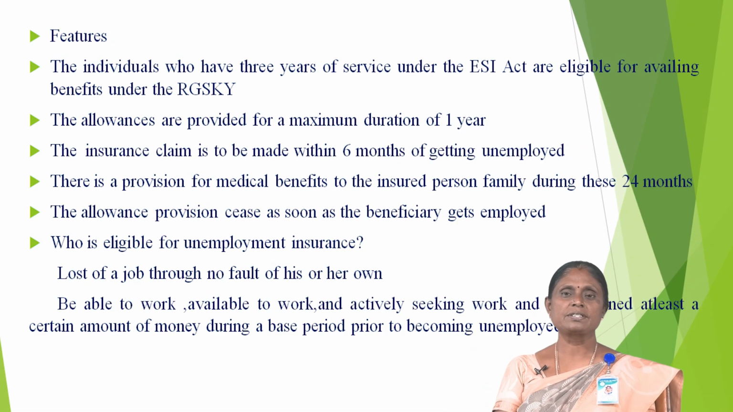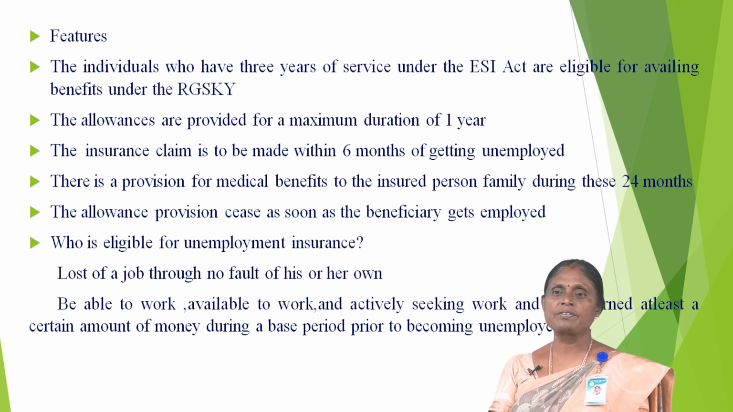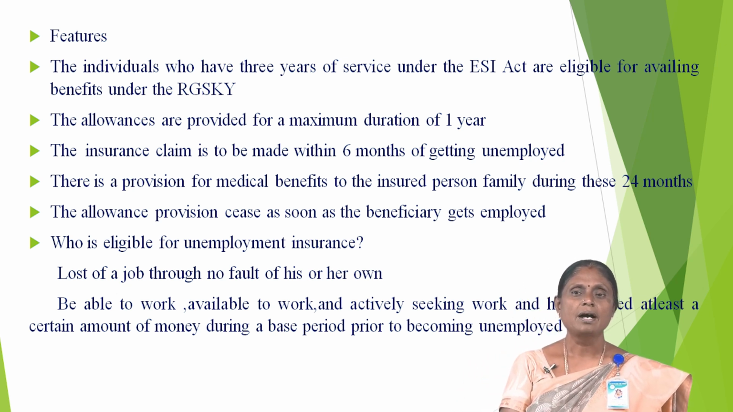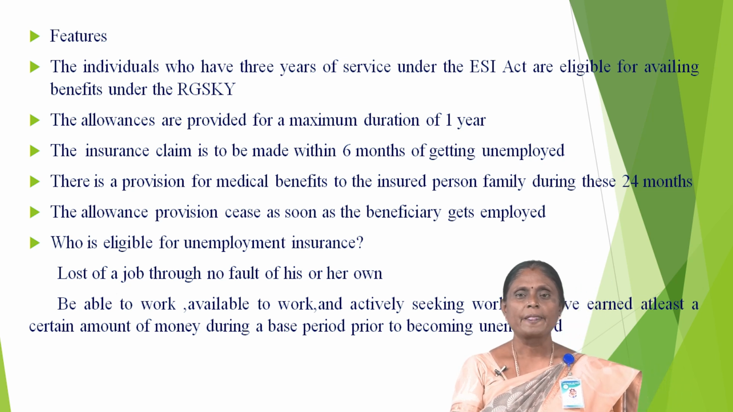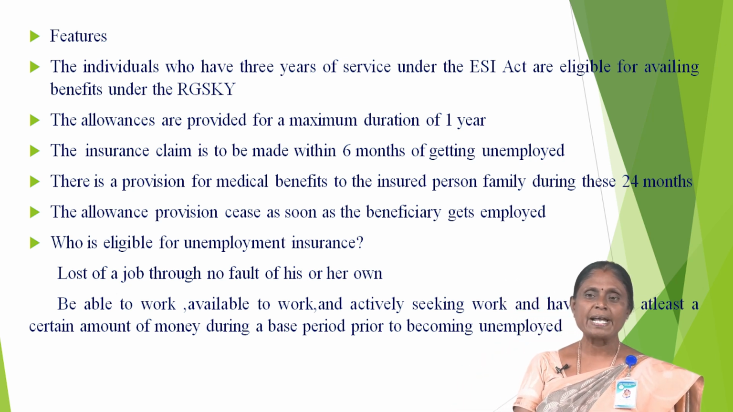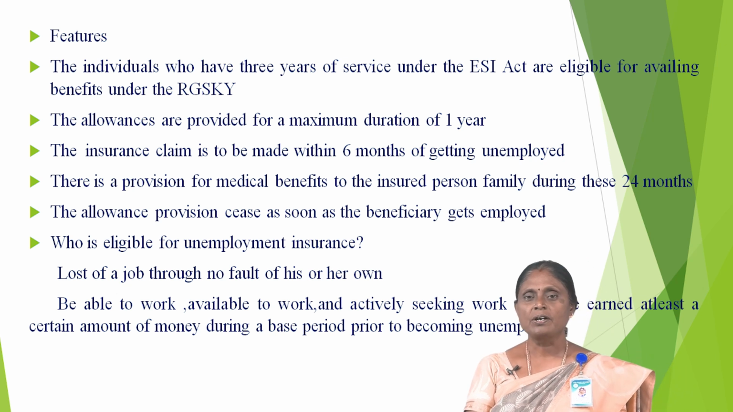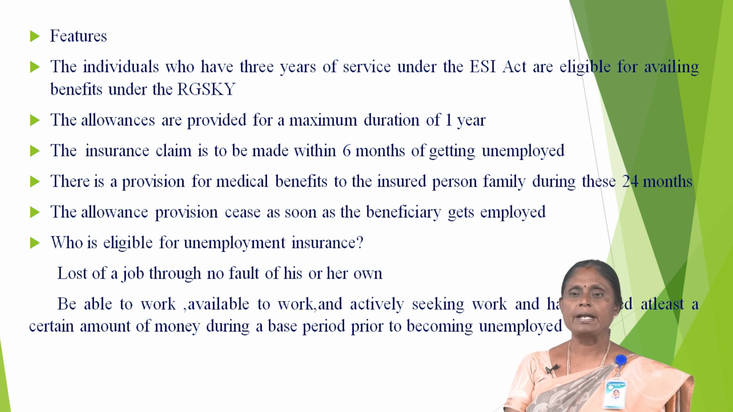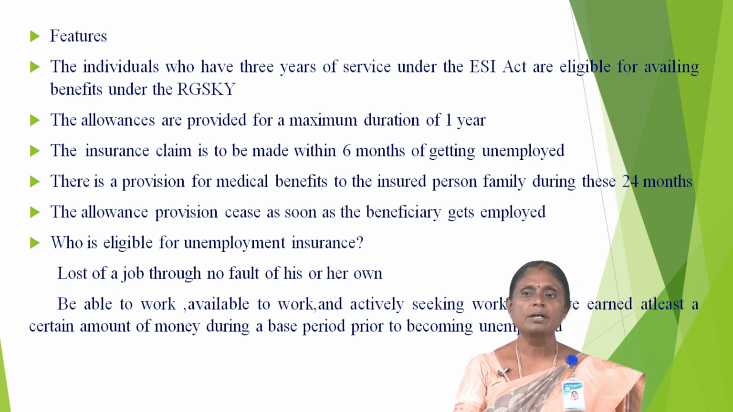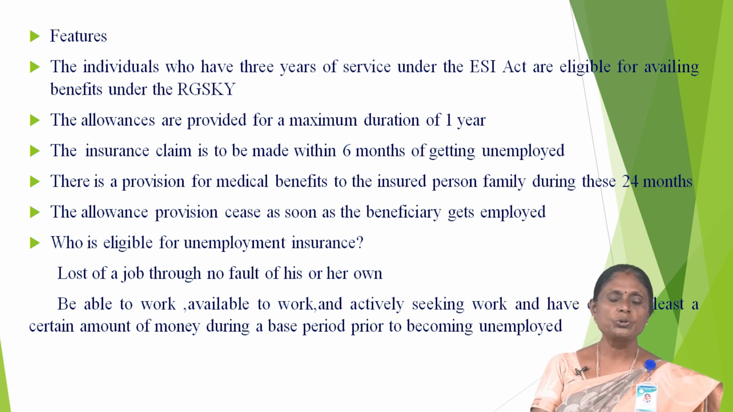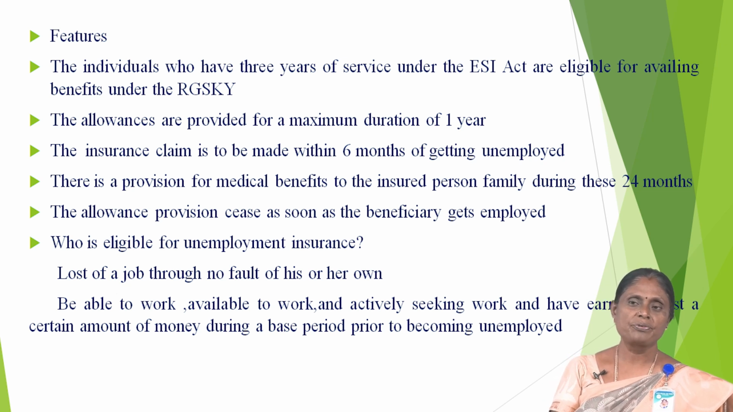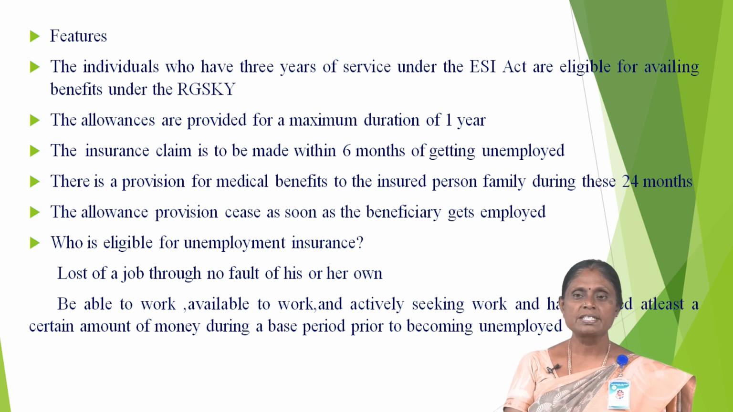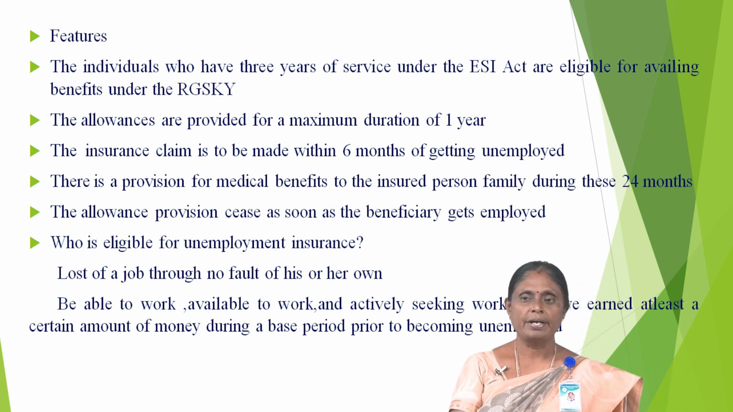Next, what are the features of this? The individuals who have 3 years of service under the ESI Act are eligible for availing the benefits of the RGSKY. Next, the allowances are provided for a maximum duration of 1 year, and the insurance claim is to be made within 6 months of becoming unemployed, and there is a provision for medical benefits to the insured person's family during these 24 months. And the allowance provision ends as soon as the beneficiary gets employed.